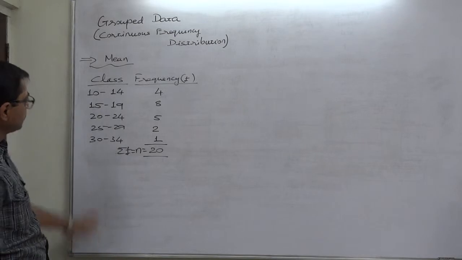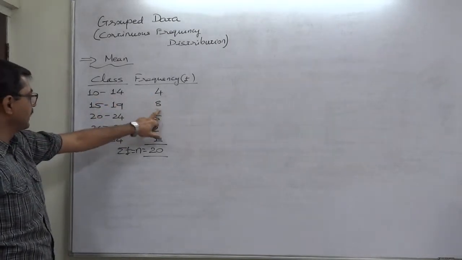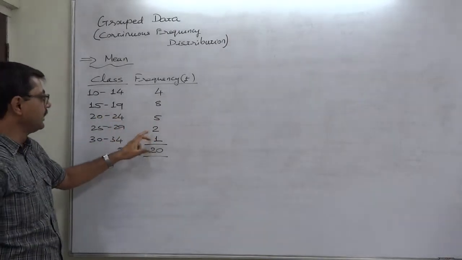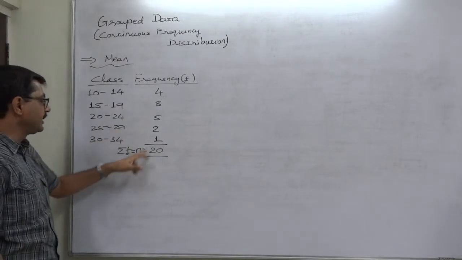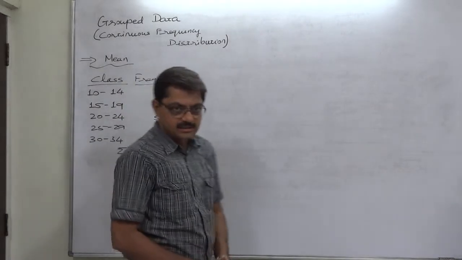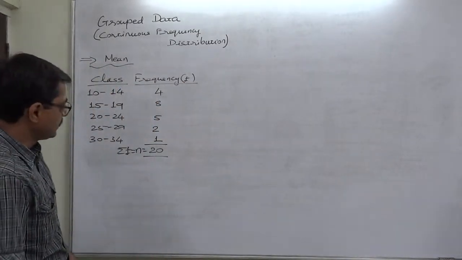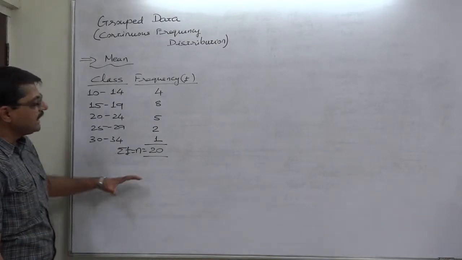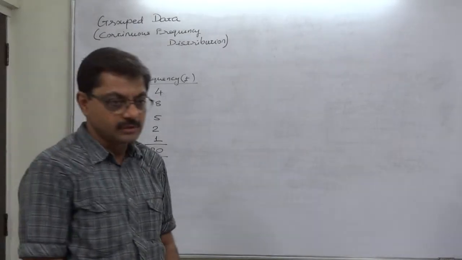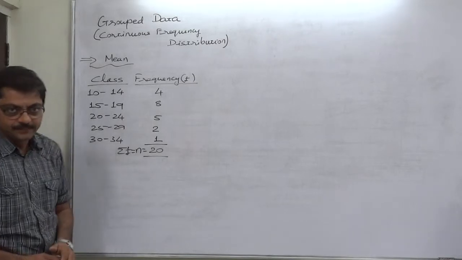The interpretation is values between 10 and 14 are 4, 8 values are between 15 and 19, 5 values are between 20 and 24, 2 values are between 25 and 29 and 1 value is between 30 and 34. We had already discussed the concept of frequency distributions in a previous session. Now we want to calculate mean in case of a group data or in case of a continuous frequency distribution. How can we calculate mean in case of this?